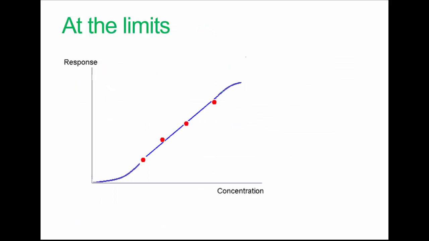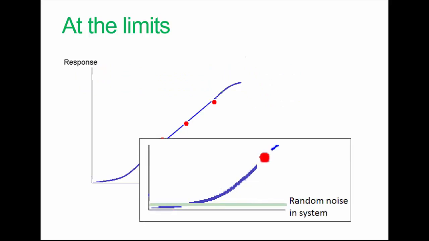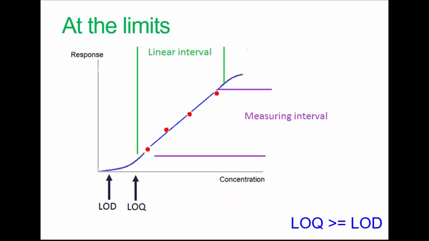Okay, limit of detection, limit of quantification. I mentioned a couple of times, it's difficult to analyse down to effectively zero. All systems have random noise in them. Modern instrumental systems have very, very low amounts of noise, but there's still a point where we can't analyse below a certain level. This next graph sort of summarises all of this. We've got the straight line portion now, which we've designated as both, in this case, the linear interval and the measuring interval. They happen to coincide here.